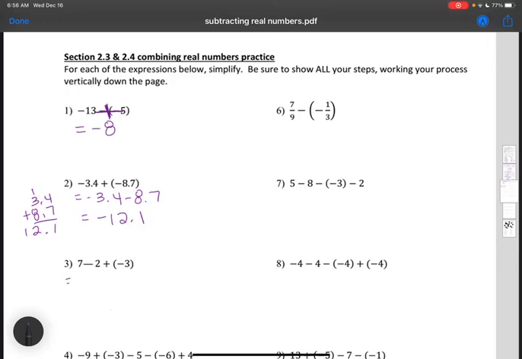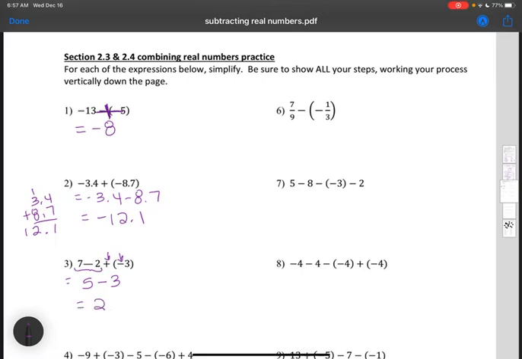Working down the page, I have a 7 minus 2 plus a -3. I'm going to do 2 things at once, okay? I'm going to show you first 7 minus 2, working left to right, is 5. And then I'm going to remind you that plus a negative is the same thing as a minus. So 5 minus 3 equals 2.